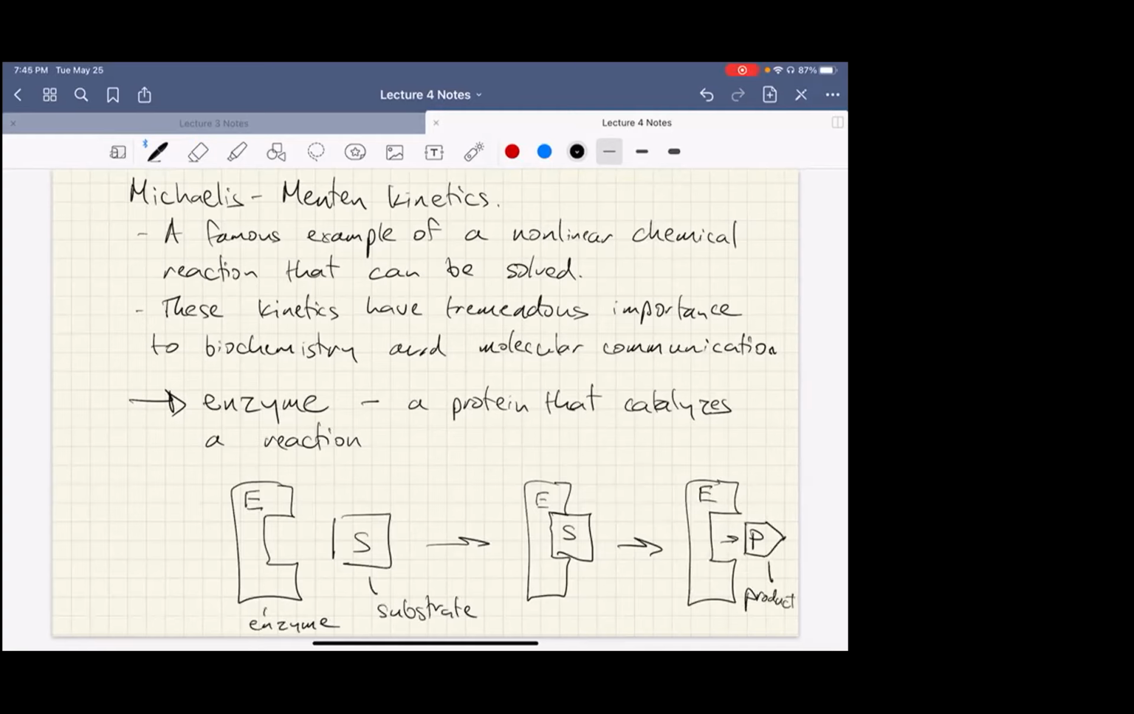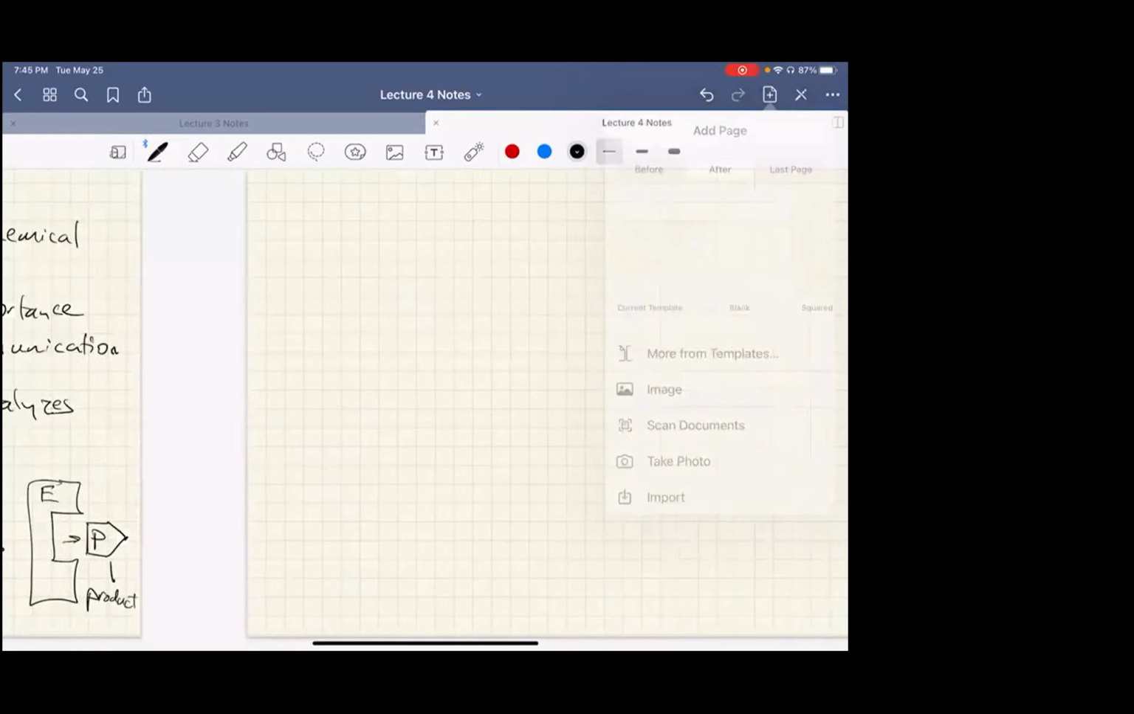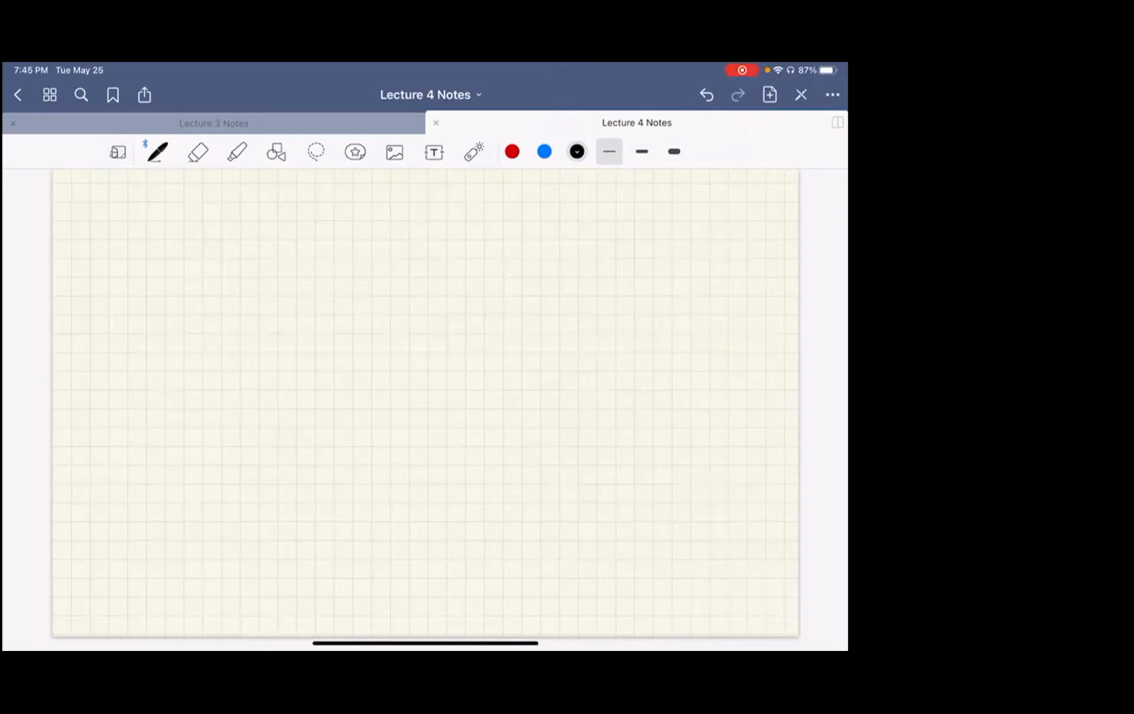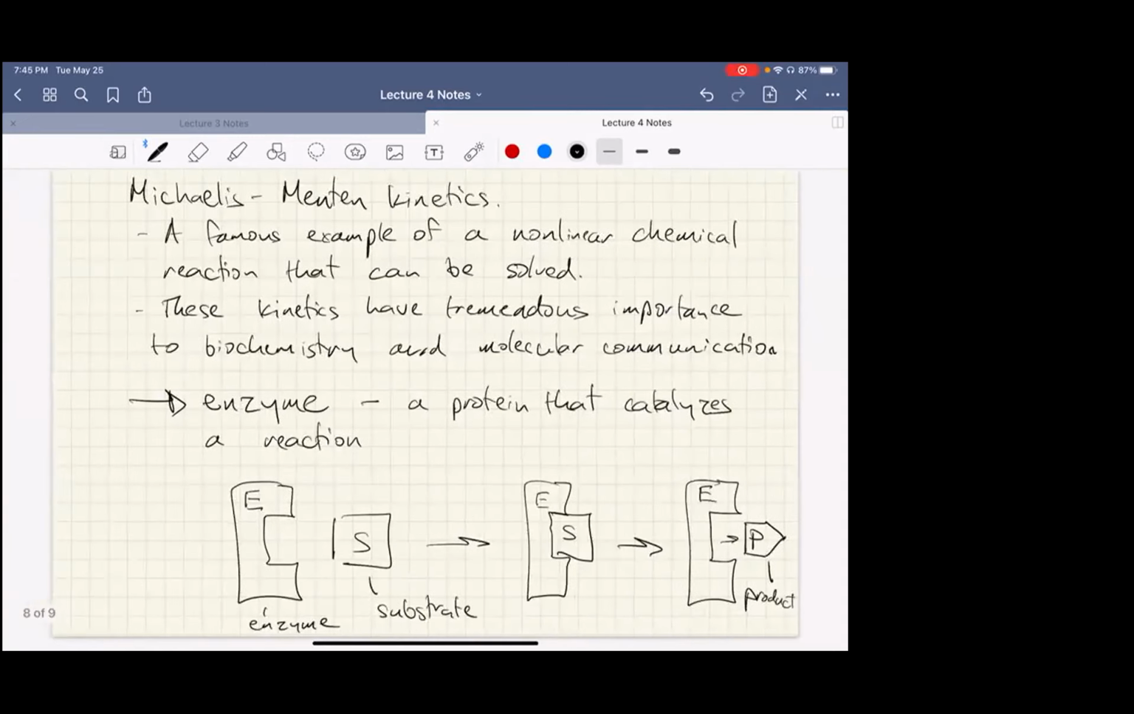So what we end up with is a series of chemical reactions that look like this. We start with the enzyme and the substrate. There's a forward reaction. There's a backward reaction. F is for forward, R is for reverse. So this is so far just a synthesis, and that is the part of the reaction where they get together. So that's from here to here.